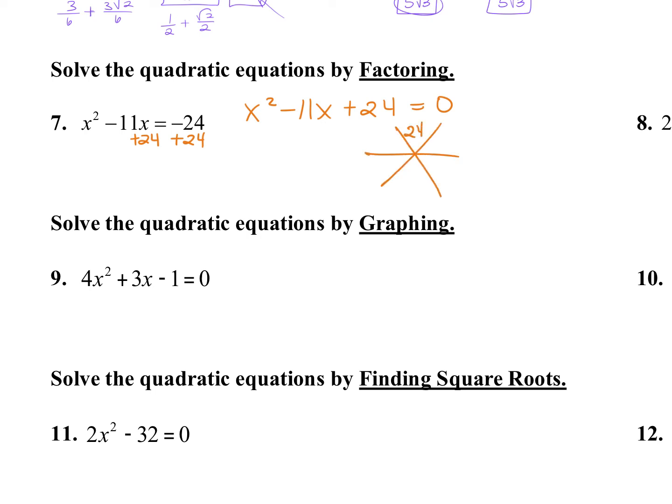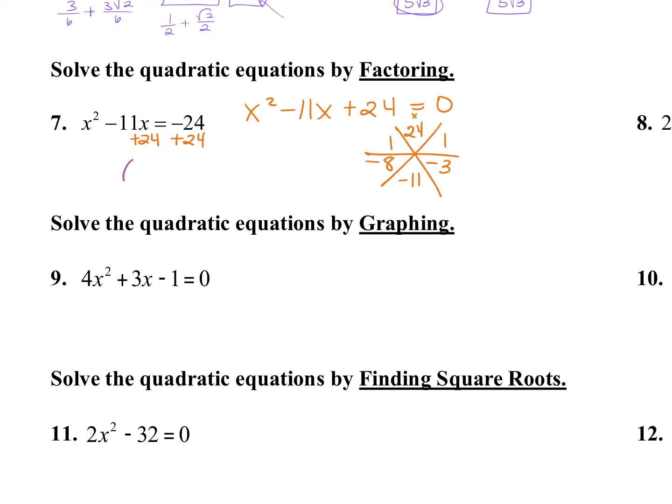What can you multiply to get 24 that you can add to get negative 11? And remember, if you're multiplying to get a positive, but you're adding to get a negative, do you need positive, positive, negative, negative, or positive, negative for your numbers? Negative, negative. If you're multiplying to get a positive, those both have to be positive or they both have to be negative. But if you're going to add to get a negative, it's got to be the negative. So what two numbers can you multiply to get 24 that you can add to get negative 11? Negative 8, negative 3.